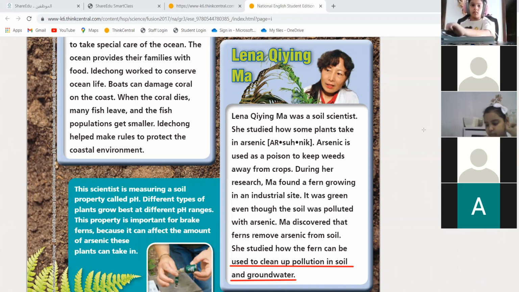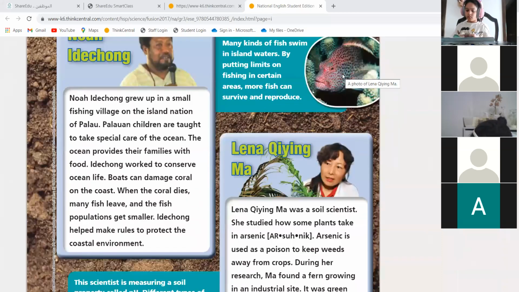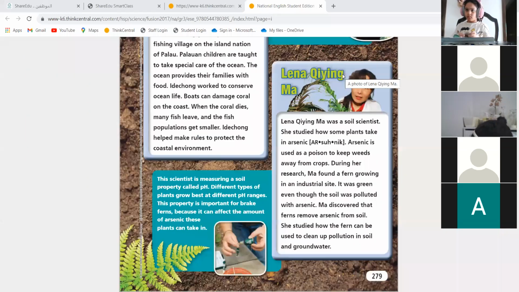Miss, why is their name so weird? Which name, the ferns or arsenic? No, Noah and Lena Quinning-Ma. Oh, okay. Lena, she's from China. And Noah, I think he is from Asia. That's why. Yeah.